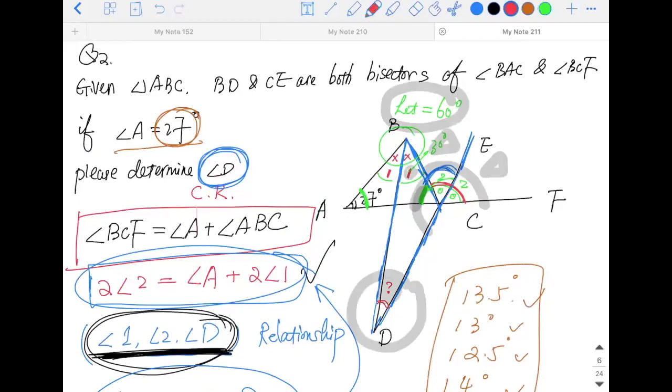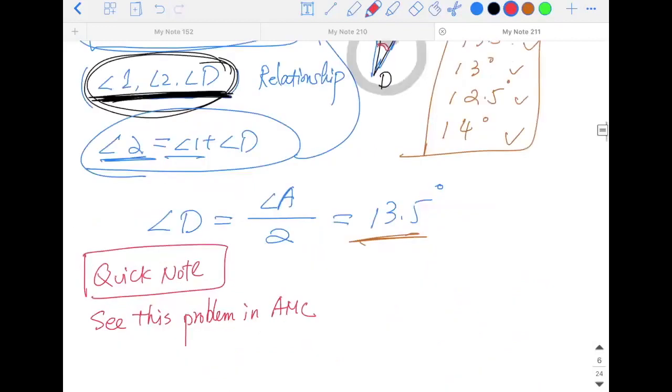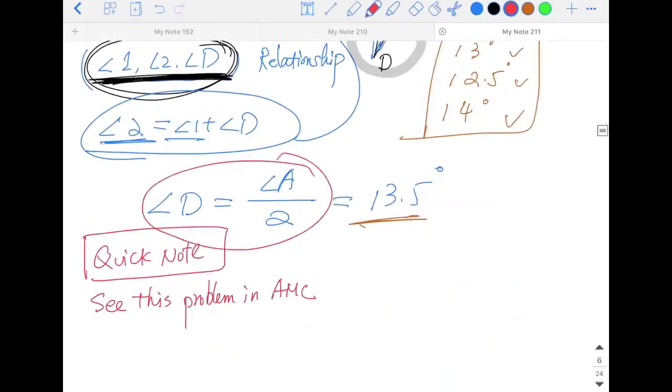We just let angle B equal 60 degrees. Why doesn't it change the result? That's a very good question. Because the question doesn't involve angle B. Think about it. At the end of the day, it has nothing to do with angle B.